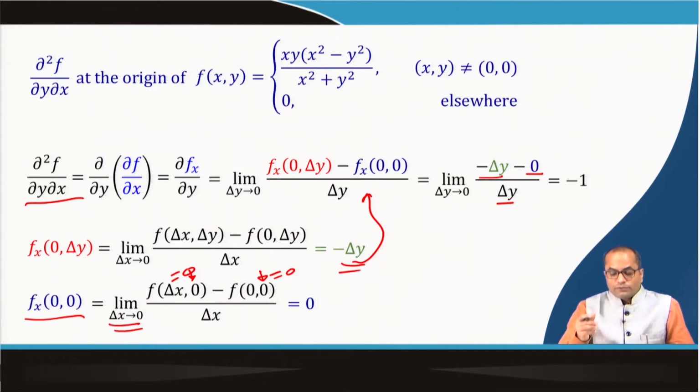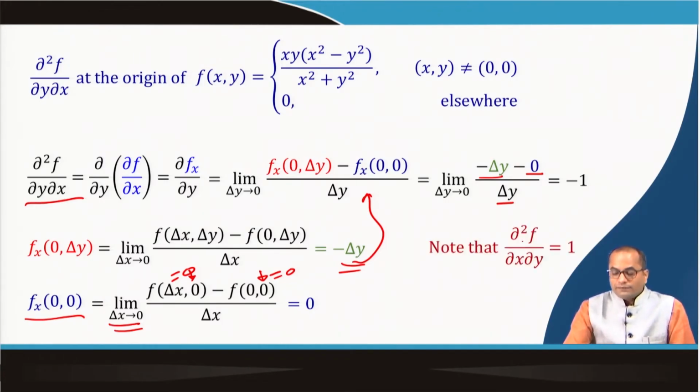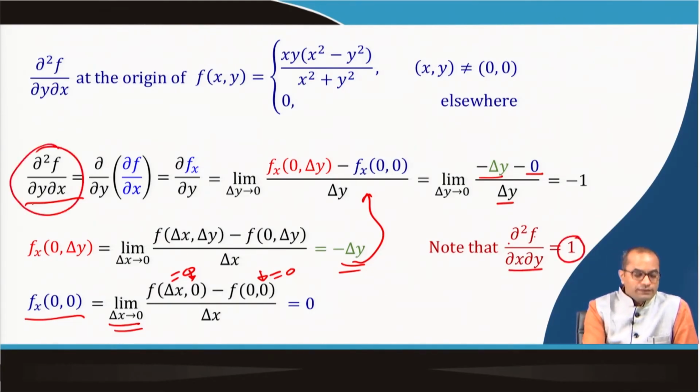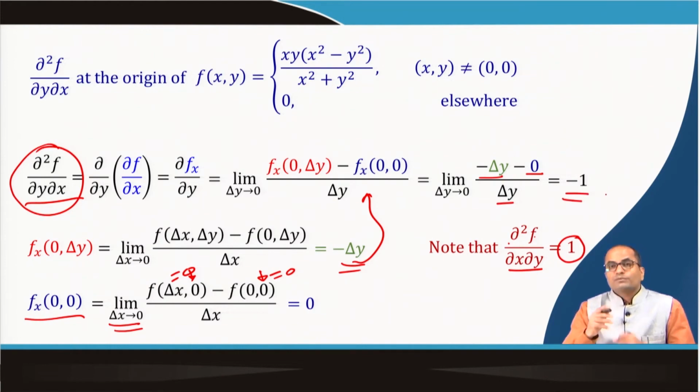So, what we have observed is that when we computed this ∂²f over ∂x ∂y, the value was 1, but now ∂²f over ∂y ∂x, the value is minus 1. So, both the values are different, and this is in general. But under certain restrictions, we have the result that these two values will be the same.